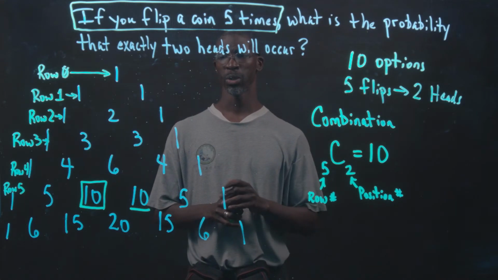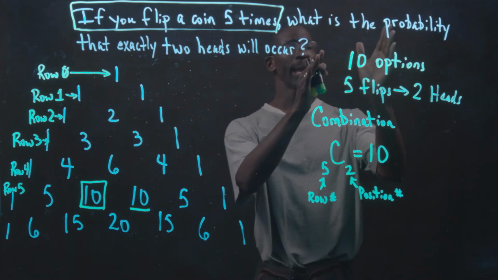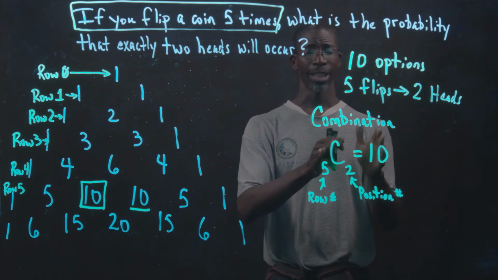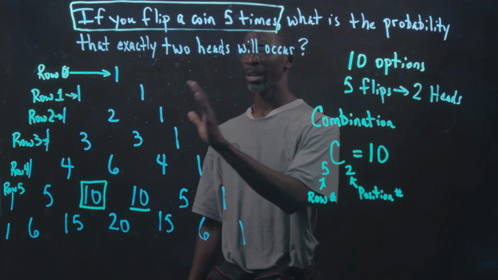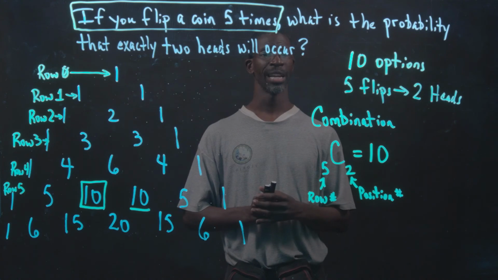This is the connection between Pascal's triangle and arrangements in the tree diagram. Pascal's triangle is extremely powerful if you understand what the connections and the relationships are.